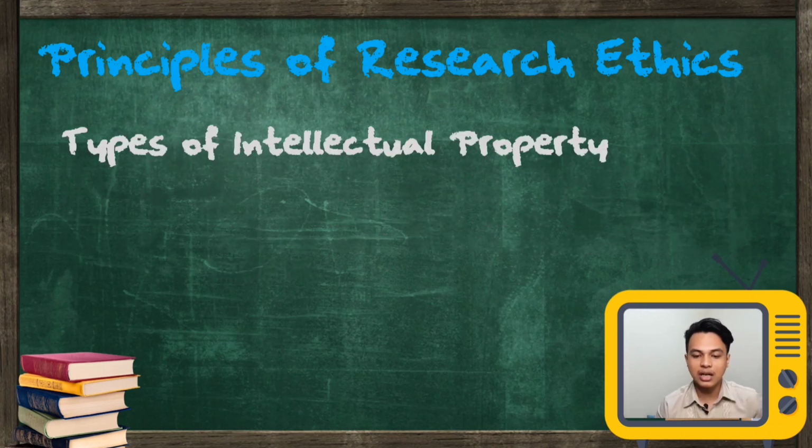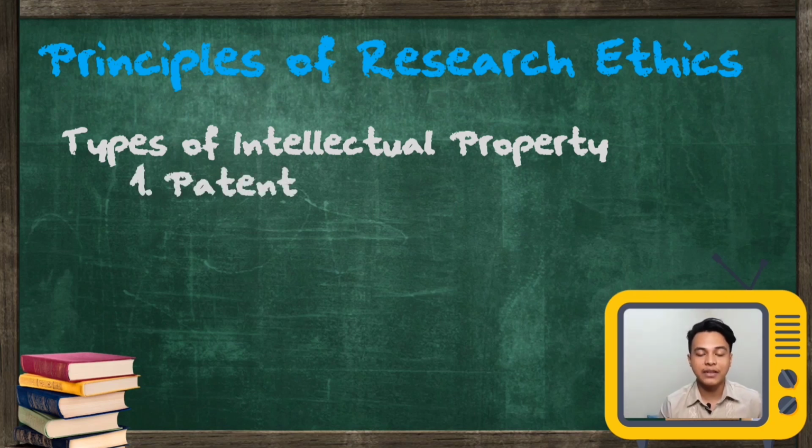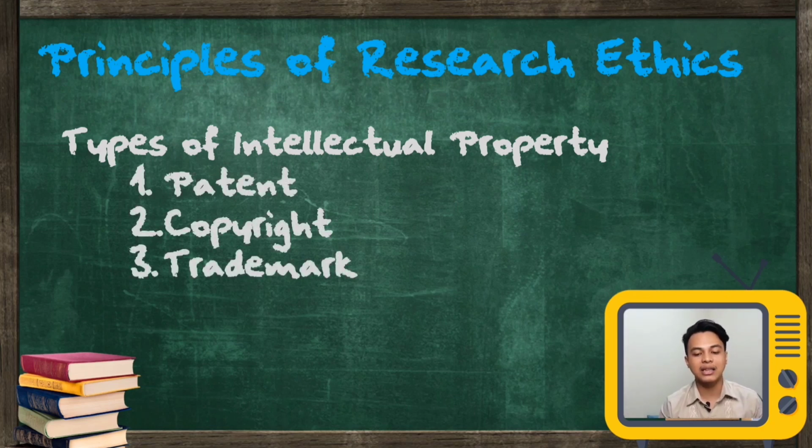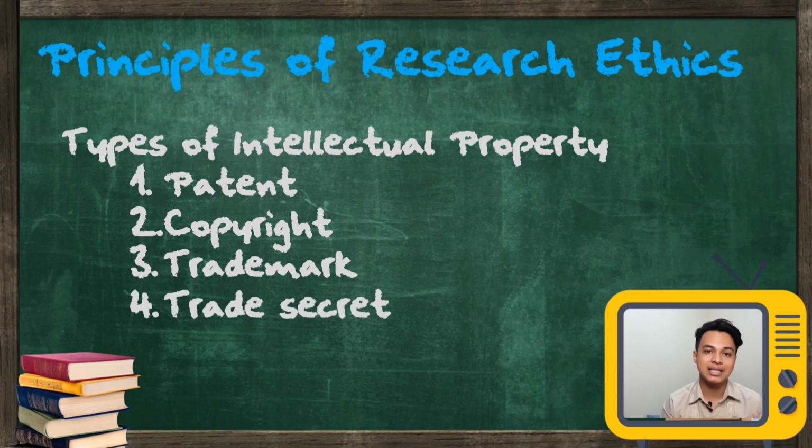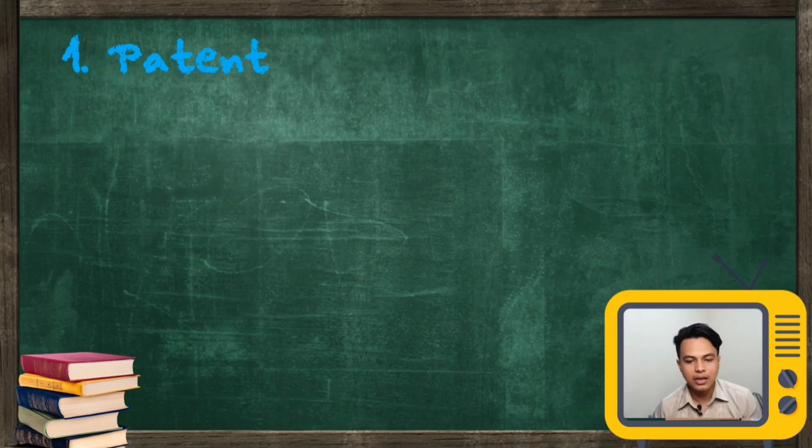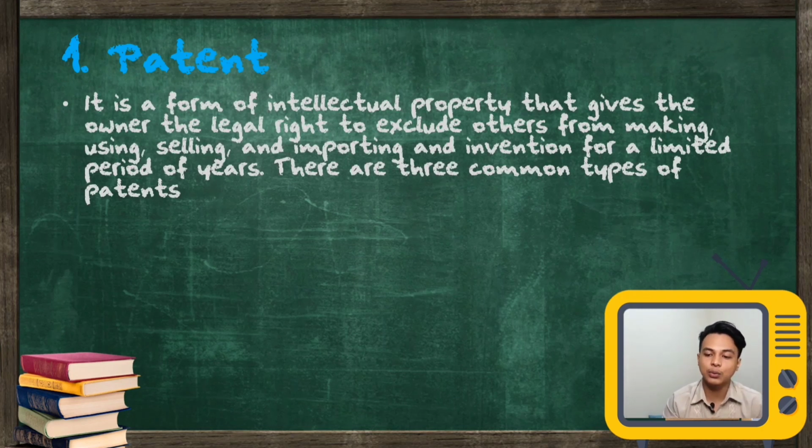So there are certain types of intellectual property. So we have the patent, the copyright, the trademark, and the trade secret. So we will be discussing them one by one. Okay, so the first one is patent. So it is a form of intellectual property that gives the owner the legal right to exclude others from making, using, selling, and importing an invention for a limited period of years.